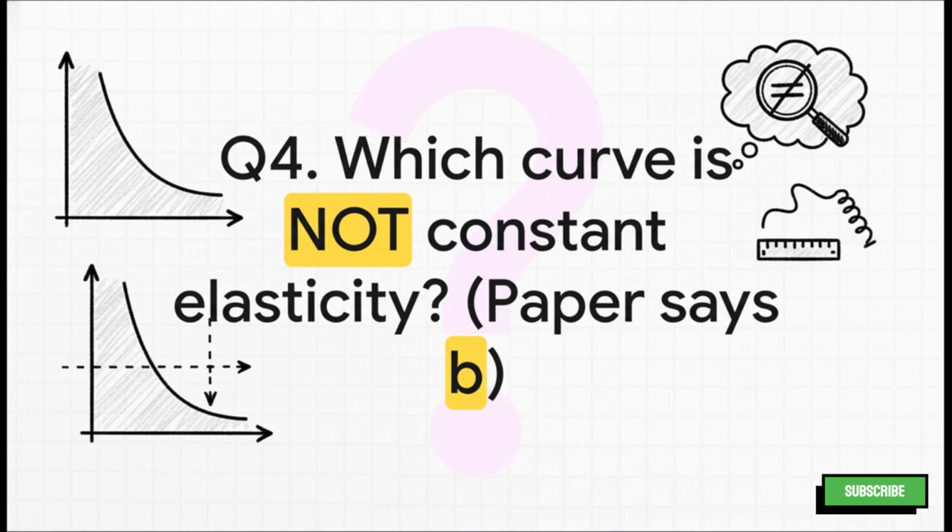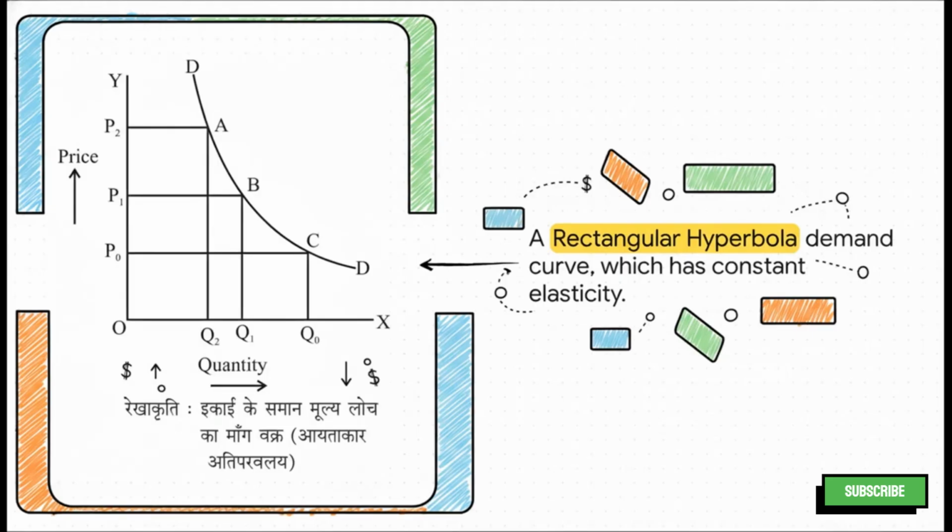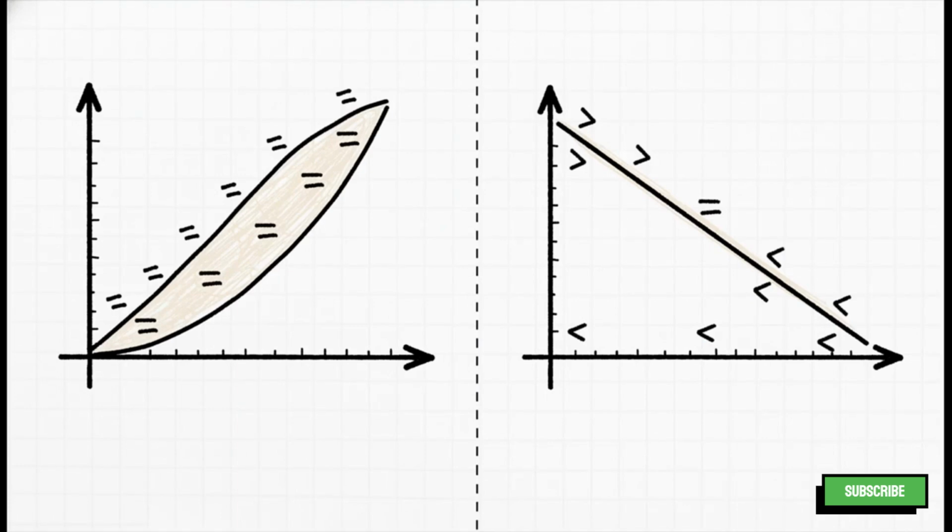Here's another really interesting question. It asks, which of these curves does not have constant elasticity? The paper says the answer is B, rectangular hyperbola. Now, this can be a little confusing, so let's take a look at what a rectangular hyperbola actually is. And this diagram makes the point crystal clear. This shape you see, the rectangular hyperbola, is the textbook example of a curve where the price elasticity of demand is constant and equal to 1 at every single point. So, the crucial point here is that, based on standard economic definitions, the paper's answer seems incorrect.